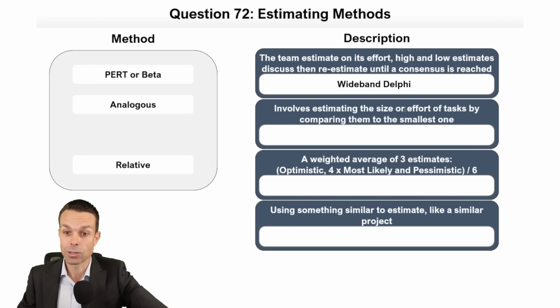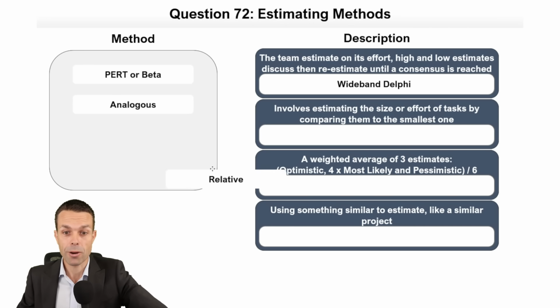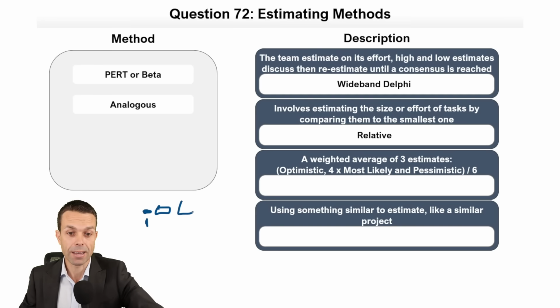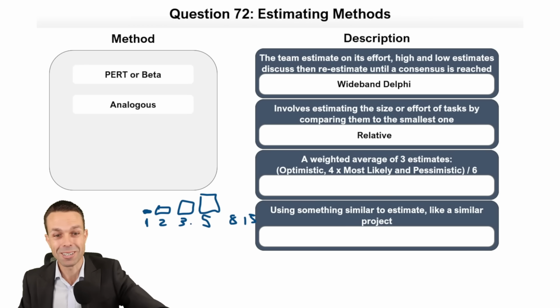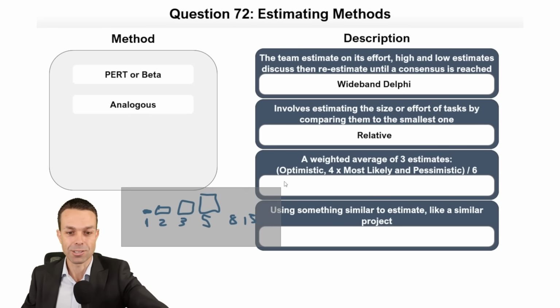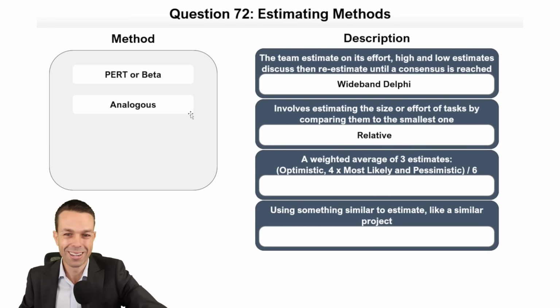Estimating the size or effort of tasks by comparing them to the smallest one. It's comparing them, they're relative. And we also do this in Agile, where we have a small user story and we give that one story point. And then every other story after that is sized relative. And it usually goes in the Fibonacci number sequence. So 1, 2, 3, 5, 8, and then 13, and so on and so on. I won't go into that in full detail, but that's just a brief overview of relative estimating.